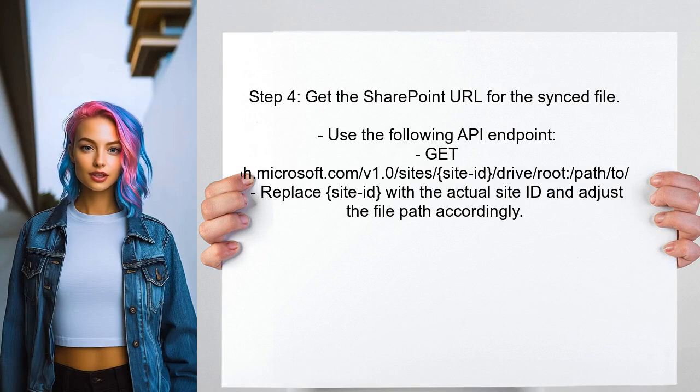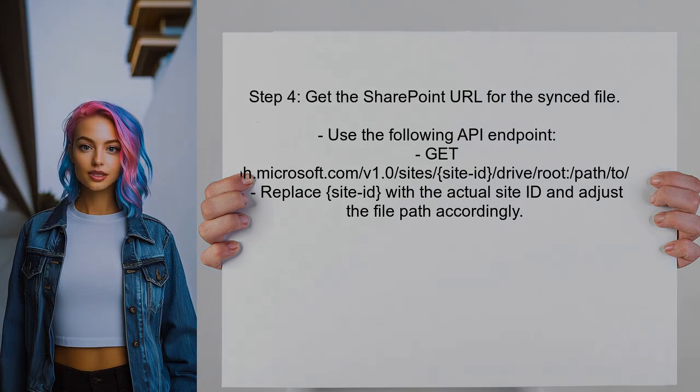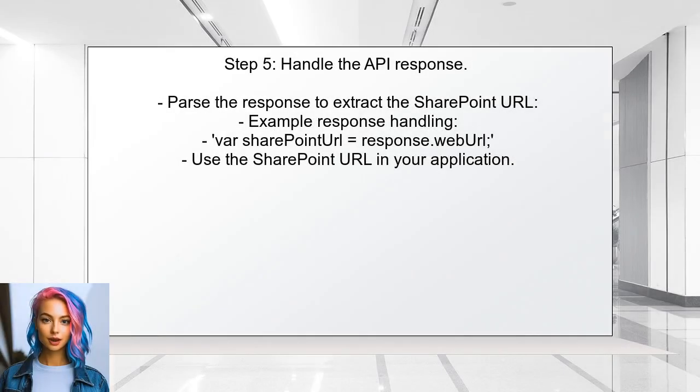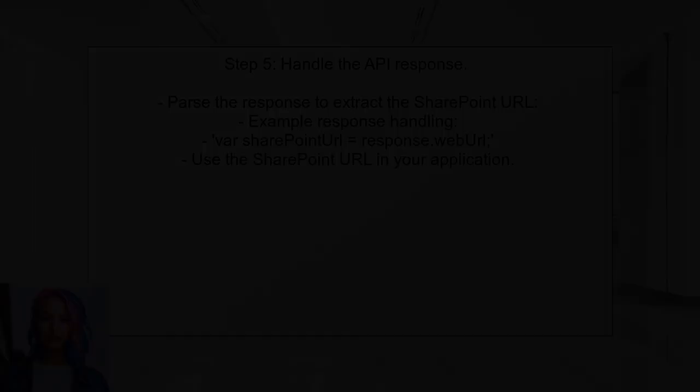This is done by using the file's local path to query the Graph API for the corresponding file URL. Finally, the user should handle the response from the API to extract the SharePoint URL. This URL can then be used as needed in the application.